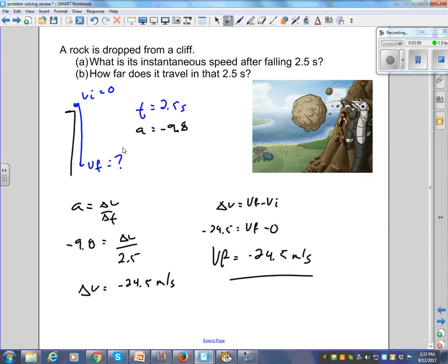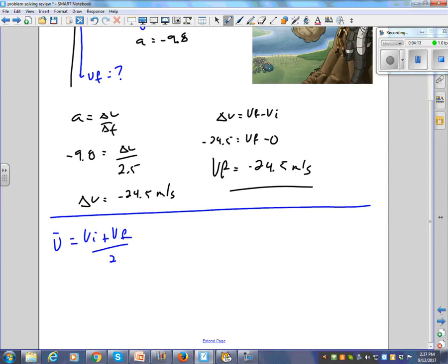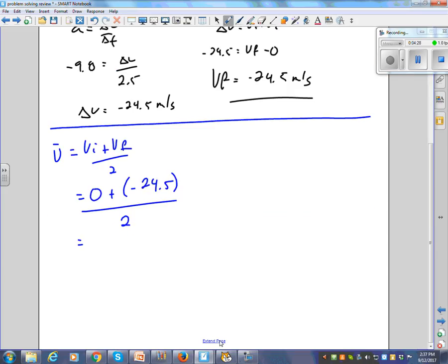Okay, so part B. To get how far, you have to find the average first of all, right? So we're going to go v bar equals (vi plus vf) over 2. Initial is 0. Final is minus 24.5, all over 2. That means the average is going to be minus 12.25.